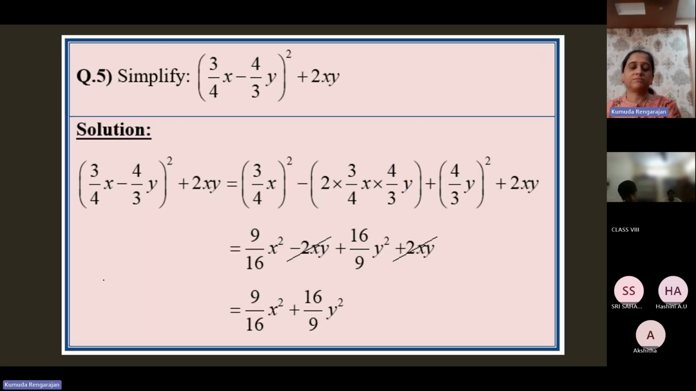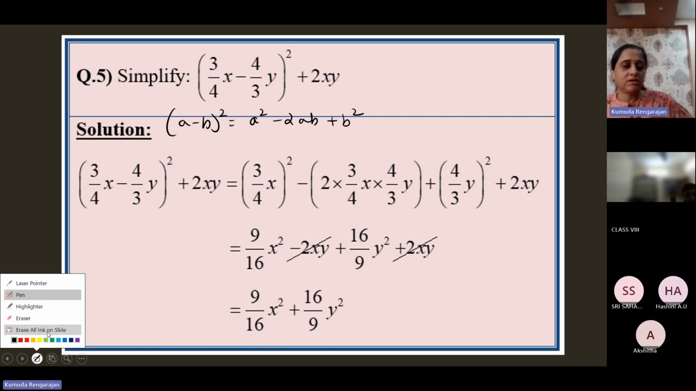This is simplify. So in the bracket, we have something that looks like a minus b the whole squared. In the bracket, we have two terms, a minus b whole squared. So how do you expand that using the identity? A minus b the whole squared is equal to a squared minus 2ab plus b squared.